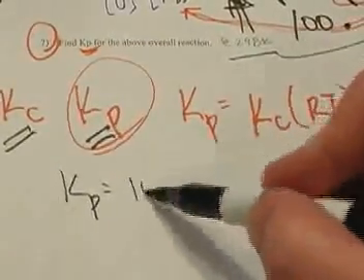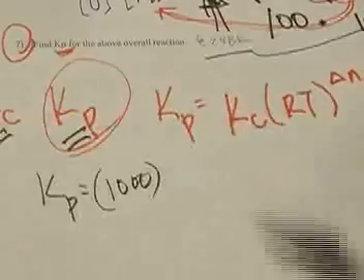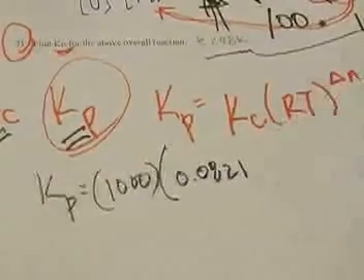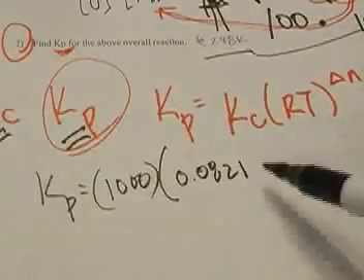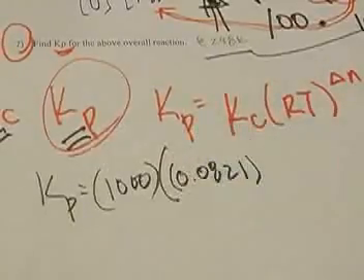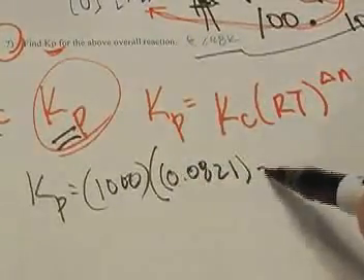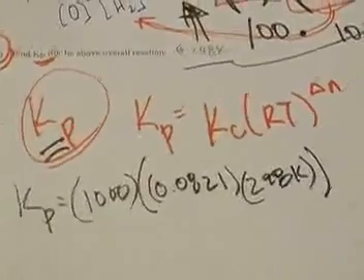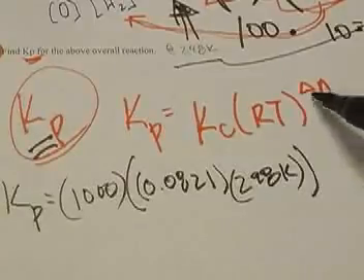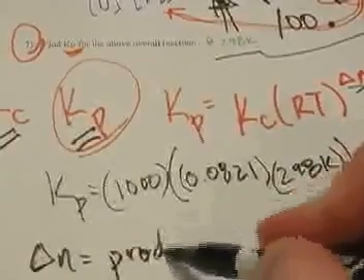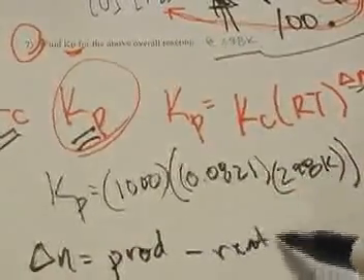We can find K sub P by typing in K sub C, which is 1,000 from up above, times R, which is 0.0821. That's in liters, atmospheres per mole Kelvin. And that's the commonly used R in this conversion factor between K sub P and K sub C, times the temperature, which is at 298 K. And then we take this whole thing and raise it to the delta N, or the change in the number of moles. Delta N stands for product moles minus reactant moles.